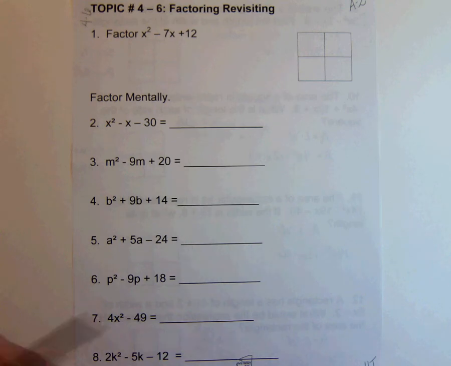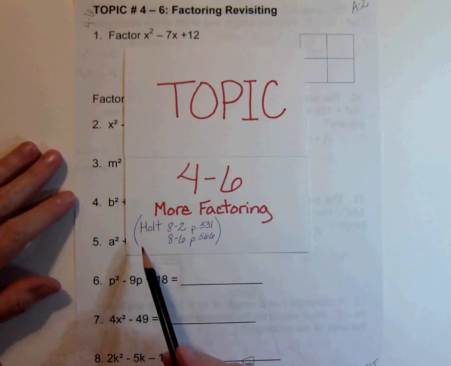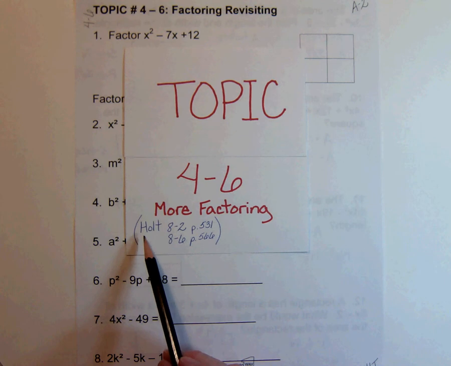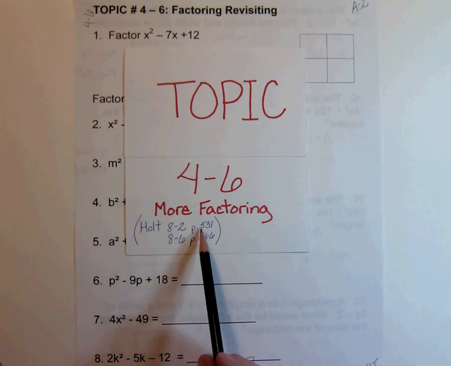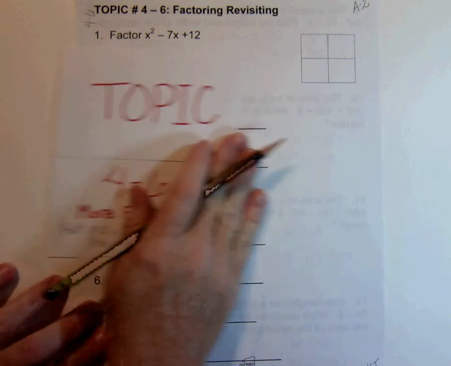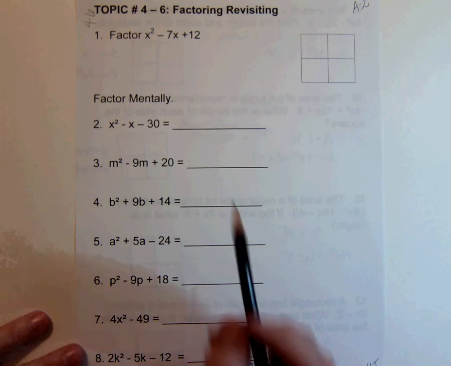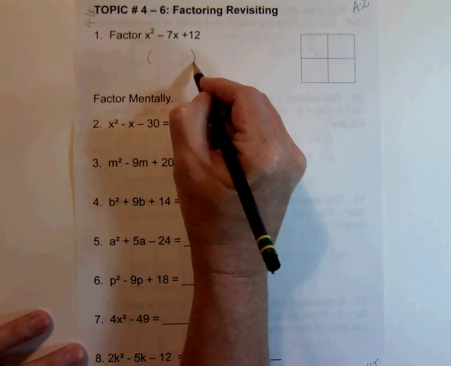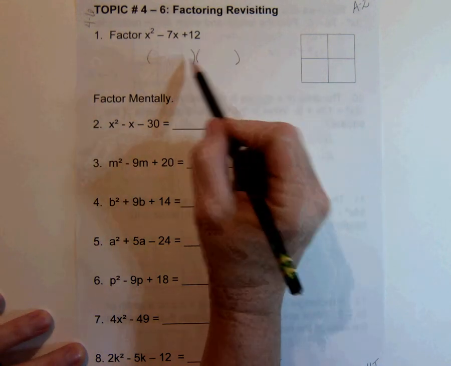Topic 4-6, Factoring Revisited. You can find this referenced in our Holt textbook, Chapter 8, Section 2, and also in Chapter 8, Section 6, on pages 531 and 566. Now we're going to do some more factoring, and we're still using our boxes. If you look at the first one, you're putting this into its factored form. You're taking a trinomial and bringing it to its binomial parts.